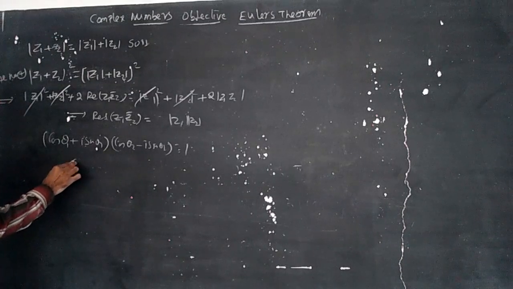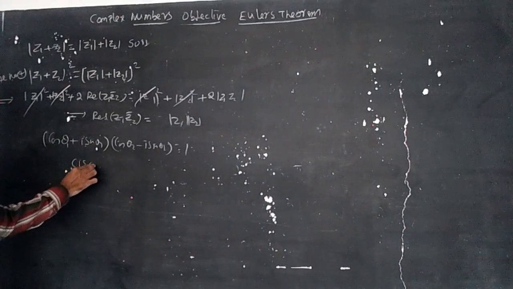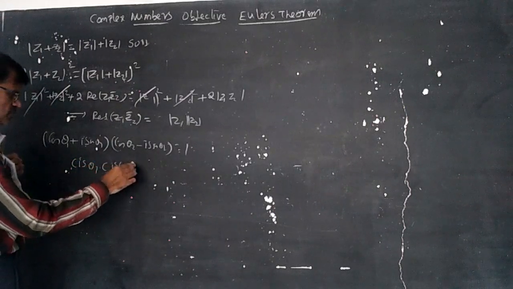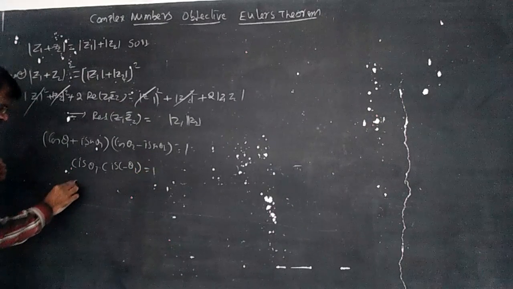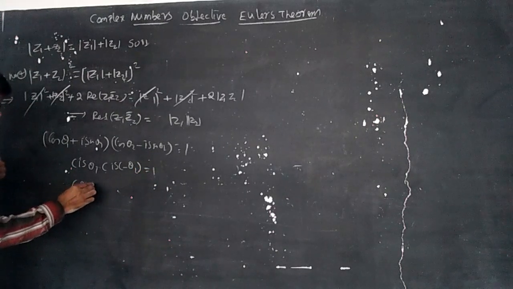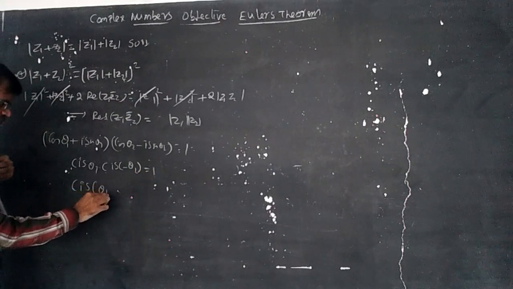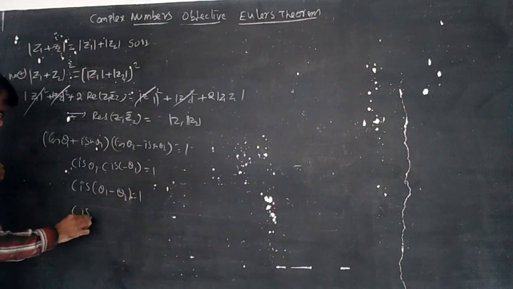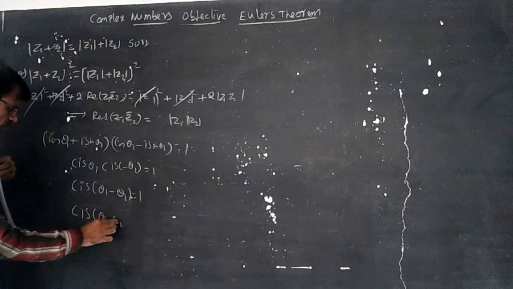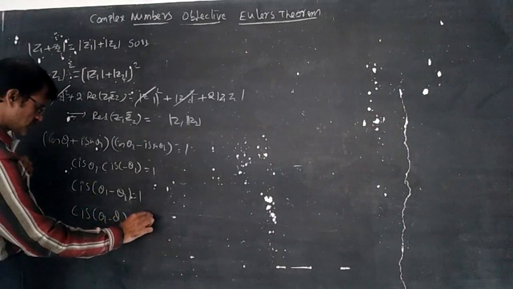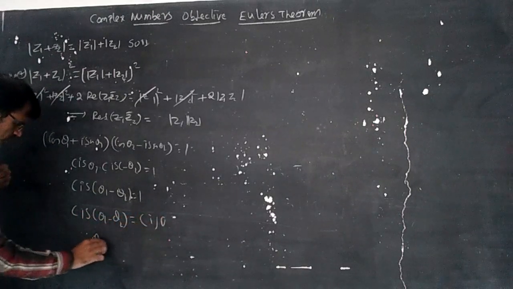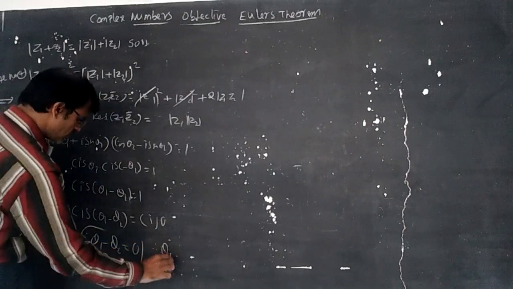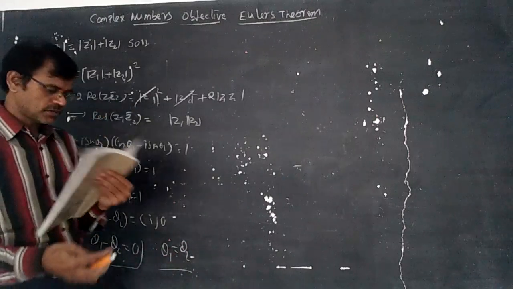So now you can write this one as cis theta 1 into cis of minus theta 2 is equal to 1. Here cis A into cis B concept: cis of A plus B, so cis of theta 1 minus theta 2 is equal to 1. Now cis of theta 1 minus theta 2 is nothing but cis 0. So now you can understand this one as theta 1 minus theta 2 is equal to 0. Therefore, theta 1 is equal to theta 2.